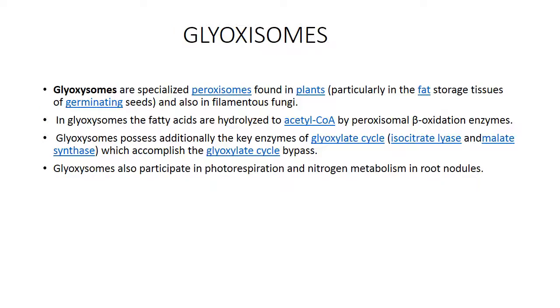Glyoxysomes. These are specialized peroxisomes found in plants, particularly in the fat storage tissues of germinating seeds, and also in the filamentous fungi. In glyoxysomes, the fatty acids are hydrolyzed to acetyl-CoA by peroxisomal beta oxidation enzymes. Glyoxysomes additionally possess key enzymes of the glyoxylate cycle, that is isocitrate lyase and malate synthase, which accomplish the glyoxylate cycle bypass. Glyoxysomes also participate in photorespiration and nitrogen metabolism in root nodules.